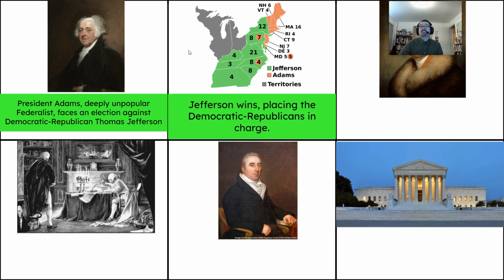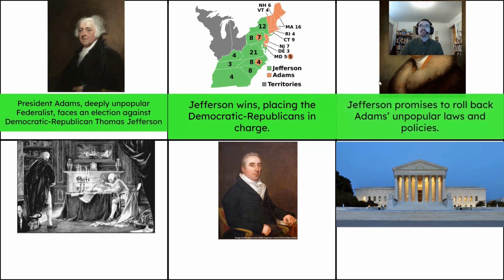Jefferson is going to win, and he's going to become the first Democratic Republican president. So John Adams, Federalist, is going to lose to Thomas Jefferson, Democratic Republican, our two political parties battling it out here. Now, Jefferson has just won, and Jefferson looks at all of Adams' laws and unpopular policies and says, I am getting rid of all those.